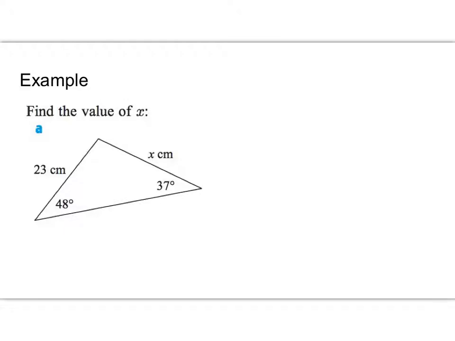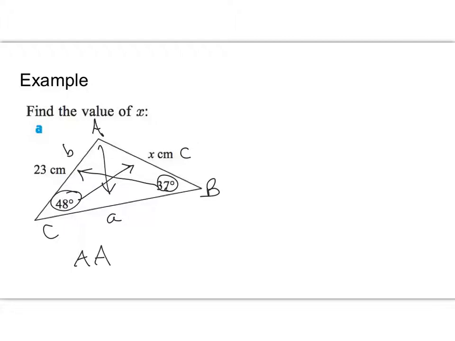Here I have a triangle. I'm going to go ahead and label the angles A, angle B, angle C. Across from angle A is side A. Across from angle B is side B. And across from angle C is side C. I'm also given two angles and a side. So here I have an angle, here I have another angle, and then I have a side over here.